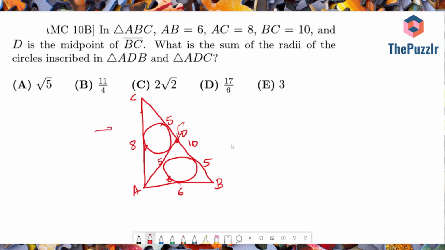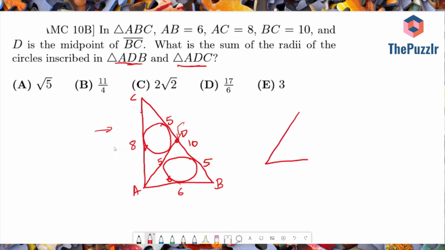Do we know the area of this triangle right here, ADC? And do we know the area of triangle ADB? If we know the area, we already have all three side lengths. So we can divide by the semi-perimeter using those side lengths to get the radius, and then we can add up those radiuses. And actually, let me pull out ACD.